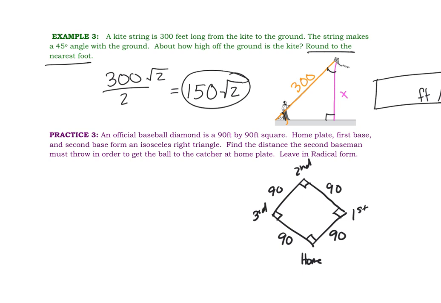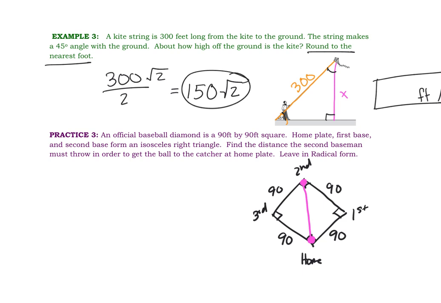Okay, they said find the distance from the second baseman. Second baseman usually plays around second base, so if he's here on the base, he has to throw the ball in order to get it to home plate, to the catcher. So he's throwing the ball straight across here. Okay, so we want to know what's the distance of that throw.